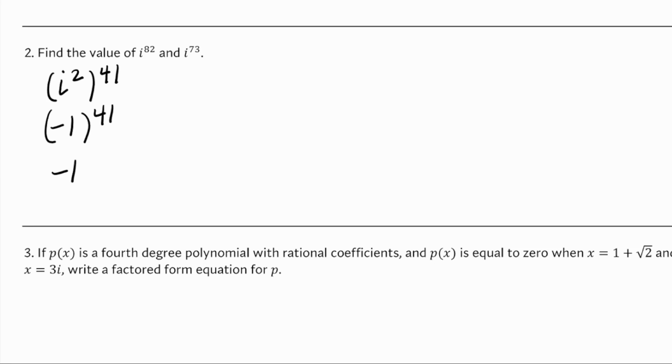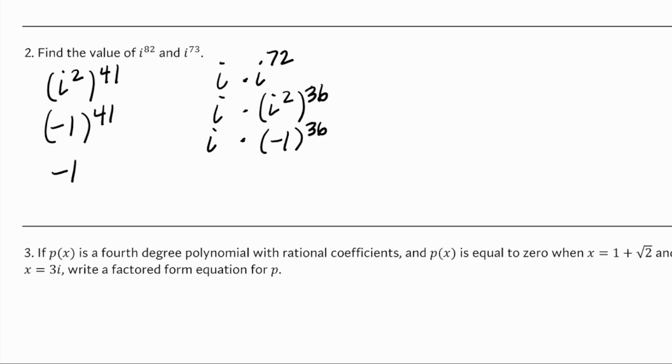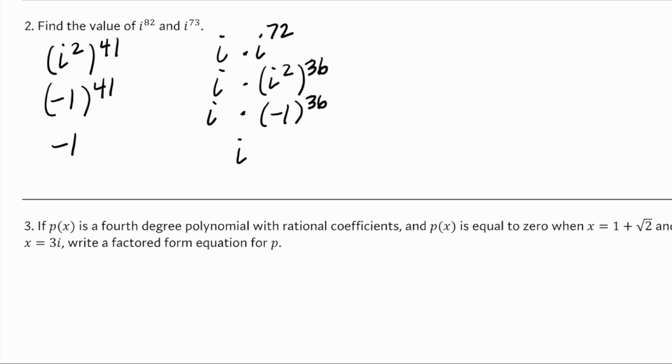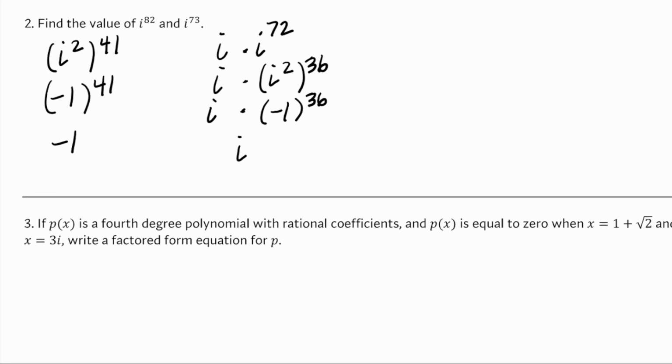Okay? And if we've got an odd power of i, like i to the 73, just kind of break off one of them. So that's going to be i times i to the 72. And then i to the 72, that's an even number. We're going to do the same thing. So i times, okay, how do I divide 72 in half? That would be 36. And i squared is negative 1 to the 36th power. Negative 1 to the 36th power, it's an even number. An even number of negative 1s would make positive 1, so that's positive i. Okay, and those are the values of i to the 82 and i to the 73.